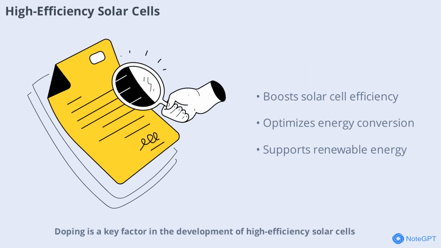Doping is a key factor in the development of high-efficiency solar cells. By optimizing the type and concentration of dopants, researchers can improve the ability of solar cells to convert sunlight into electricity. This leads to more efficient and cost-effective solar panels, helping to accelerate the transition to renewable energy sources.